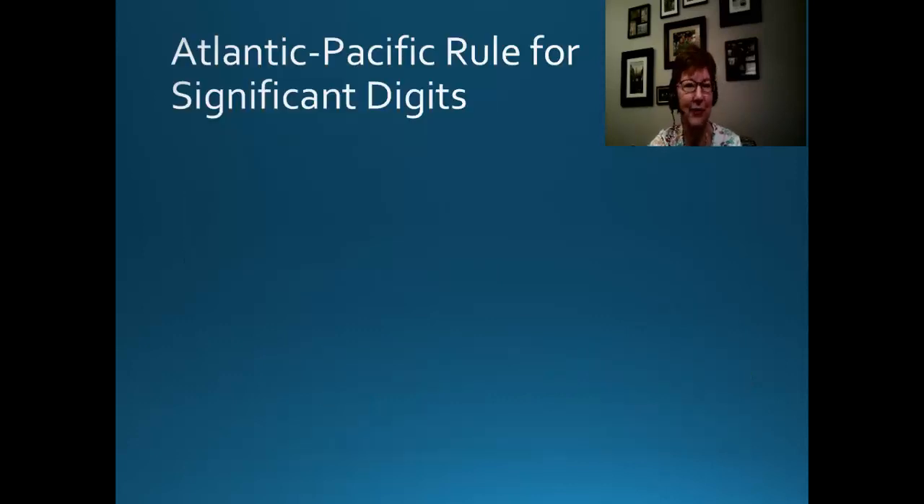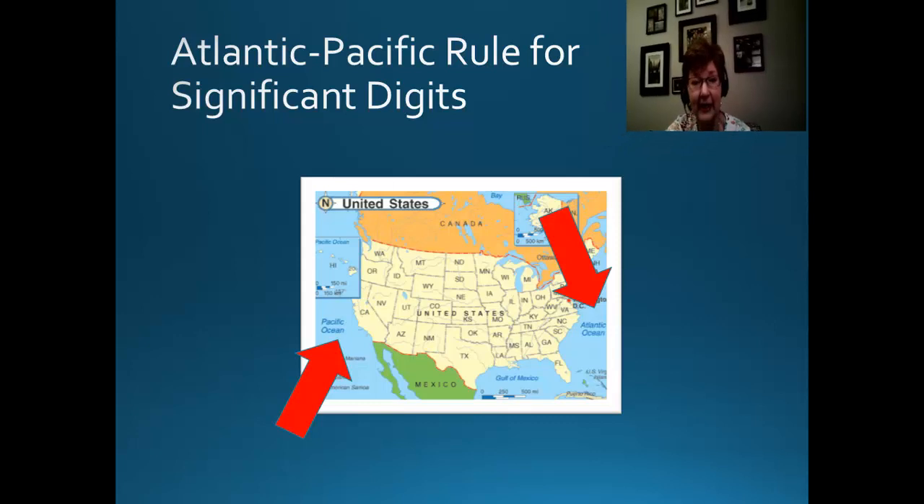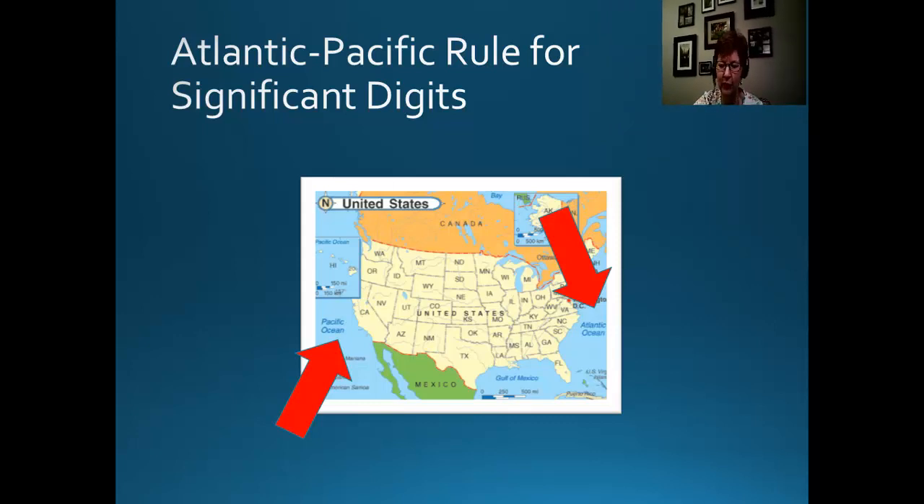There are a lot of different rules for figuring out whether a number is going to be significant or not when you've got a number displayed. I like to pick something that's simple to use because it's something I can easily remember. And so I like the Atlantic-Pacific rule for significant digits. All of us can picture a map of the United States. The Atlantic Ocean is on the right and the Pacific Ocean is on the left. So let's take a look at how we can develop a rule from that.